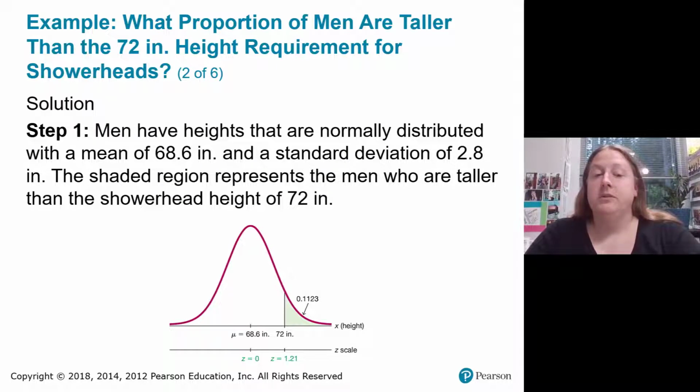So the first thing we're going to do is sketch a graph of a normal distribution, and we'll label the mean of 68.6 inches. And we'll keep in mind that our standard deviation is 2.8 inches. And then we're going to label our x value that we're interested in of 72 inches. Since we're interested in how many men are taller than this, we're interested in greater than 72 inches, or that area underneath the curve to the right of 72 inches. So we've shaded that region in.